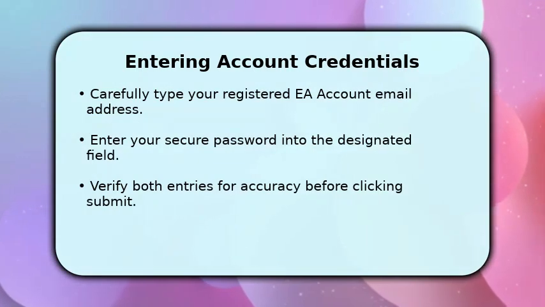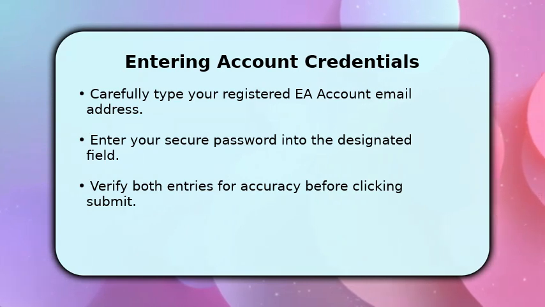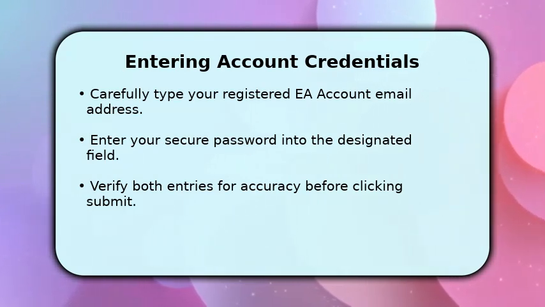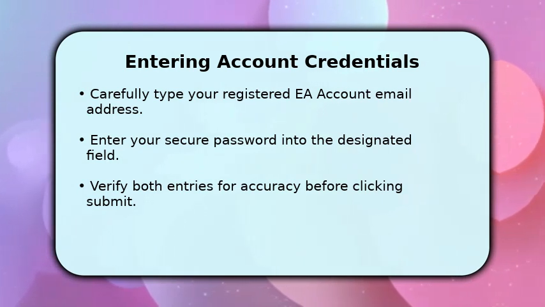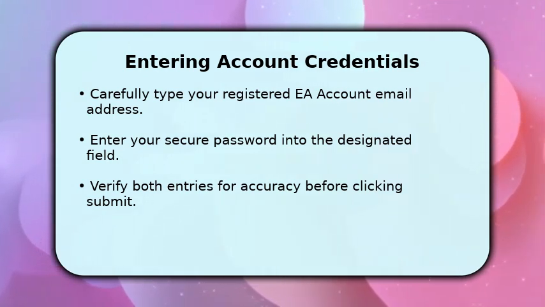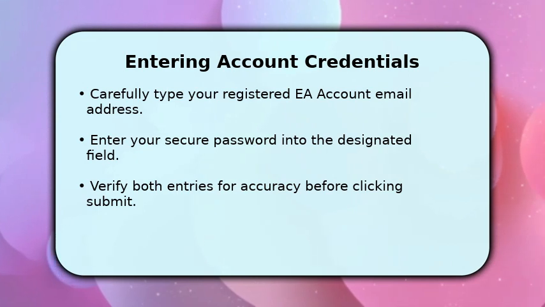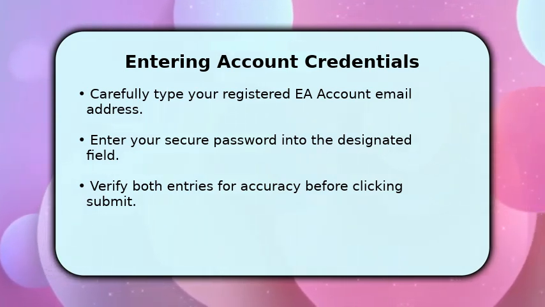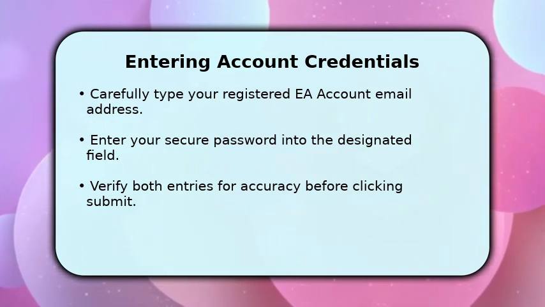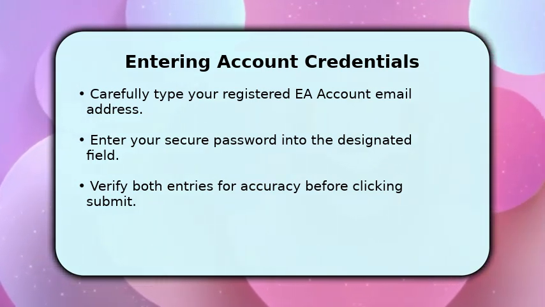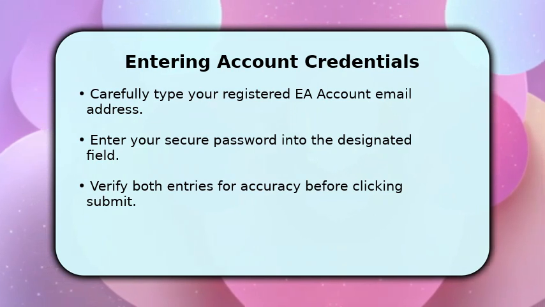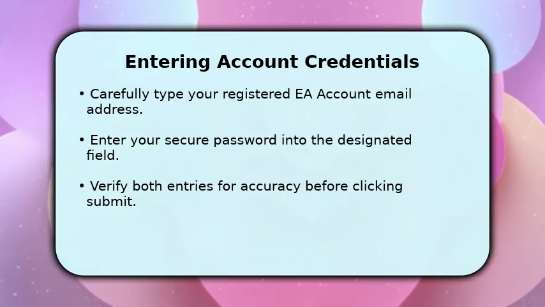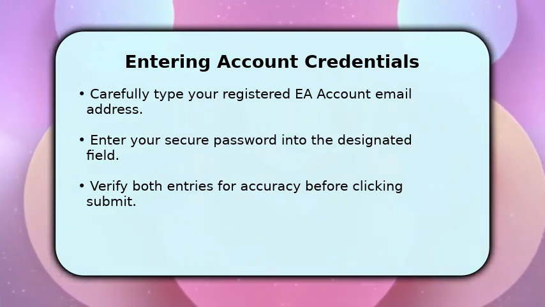Now it's time to input your account details. Begin by typing your registered EA account email address into the first field. Then, proceed to enter your secure password into the second, often masked, field. It is very important to double-check both your email and password for any potential typos or errors before you click the Sign In or Log In button. Accuracy here prevents unnecessary delays.